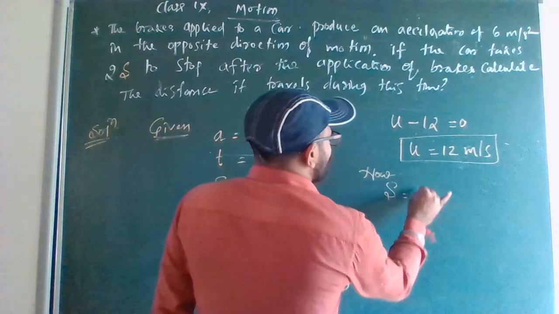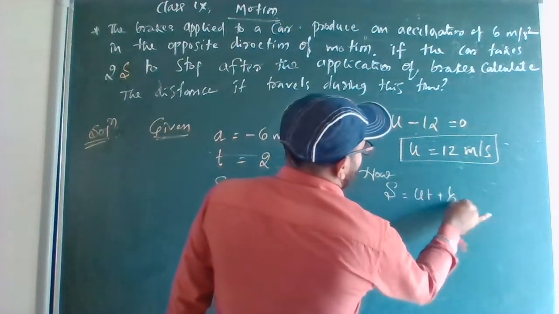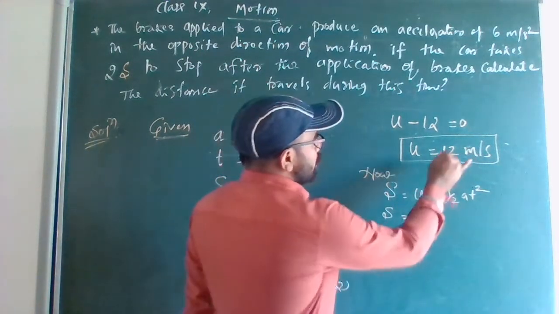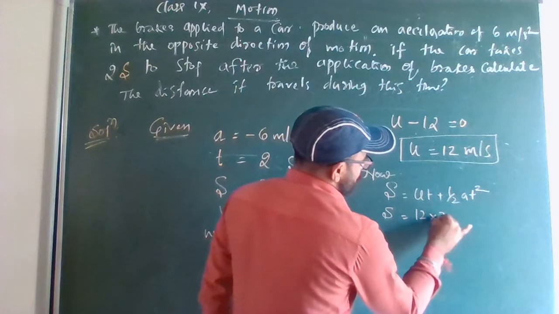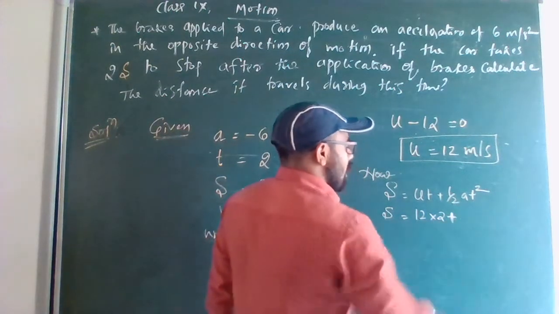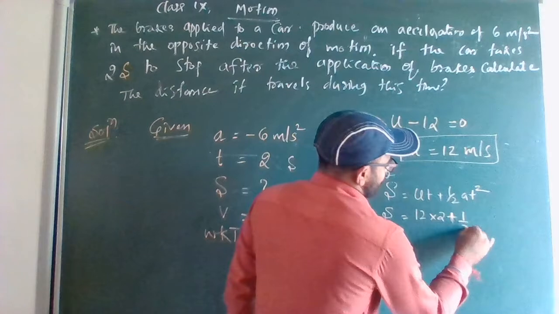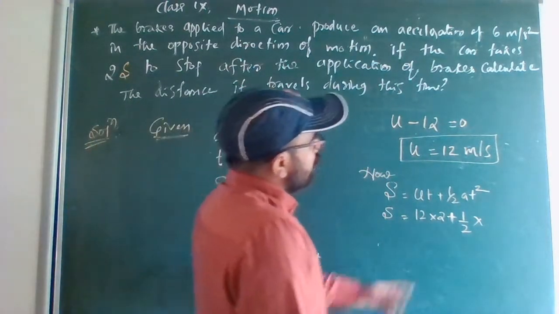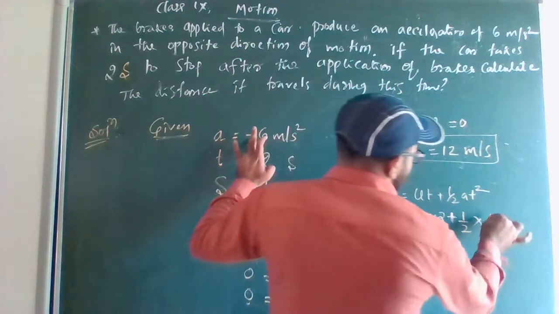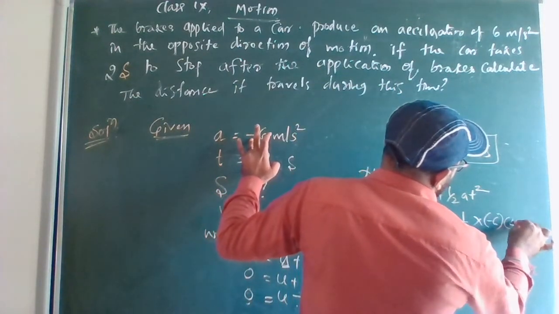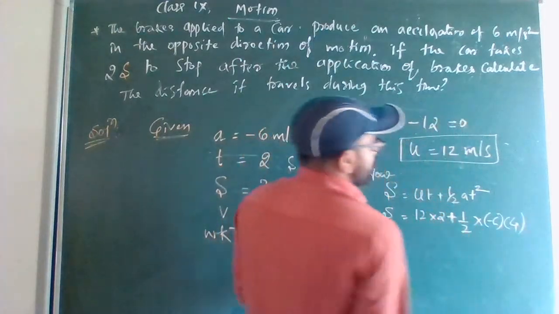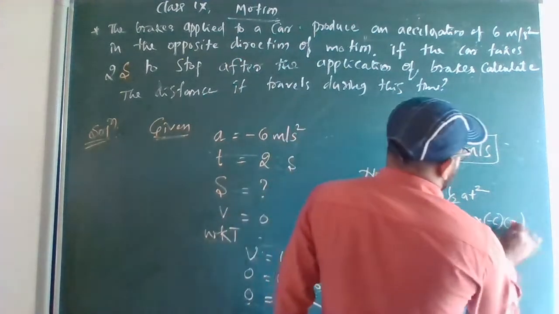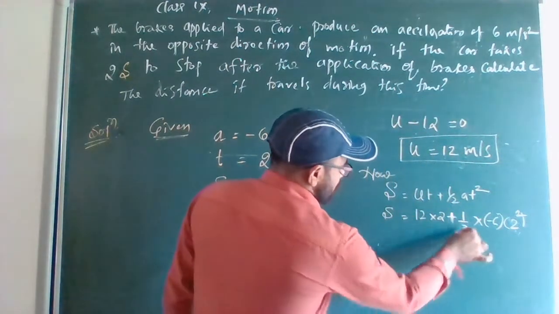So s is equal to ut plus half at square. What is my u? 12 times 2 plus half at square, half into 8. Okay, let me check, yes it's correct. a is how much? Minus 6. t square is how much? 2 into 2, that is 4, so t square is 4, because 2 into 2, so you can make it as 2 square once. Okay, later you can do that.